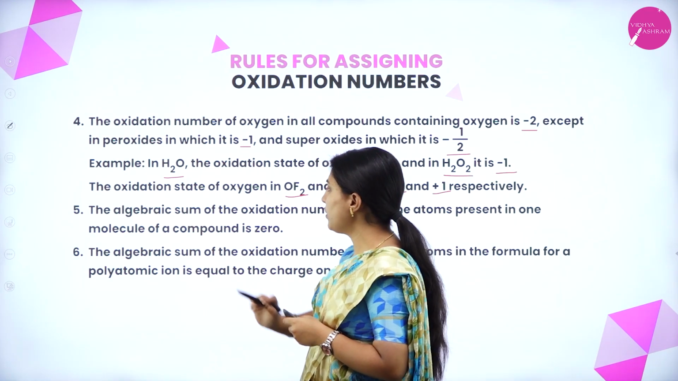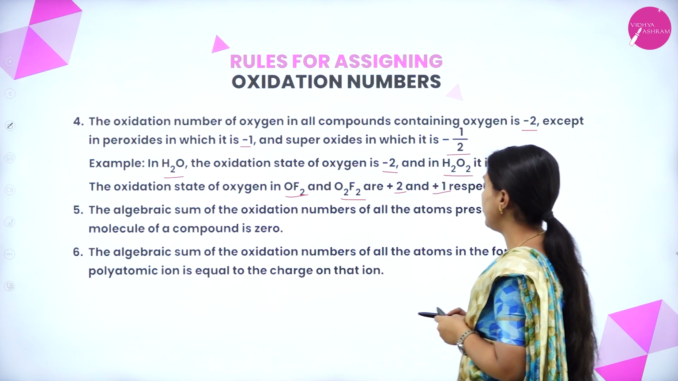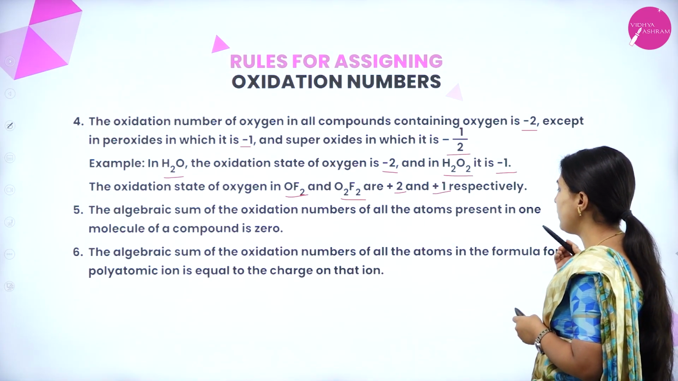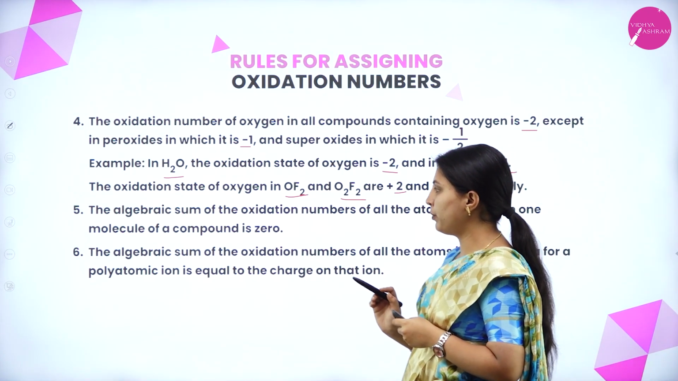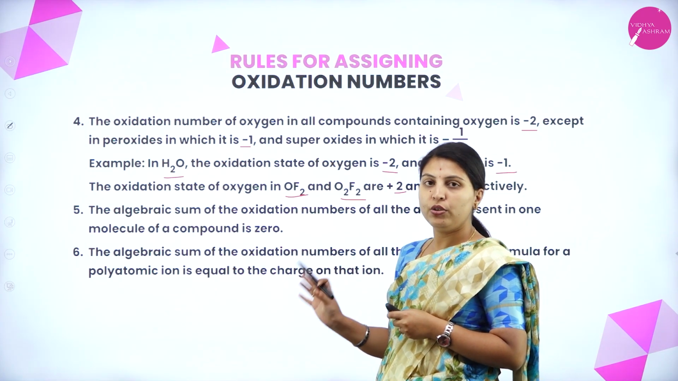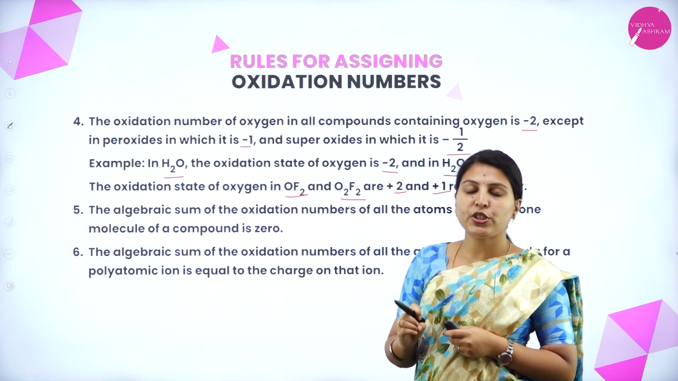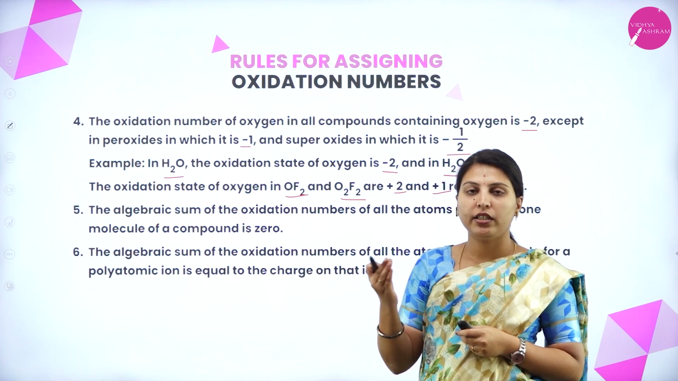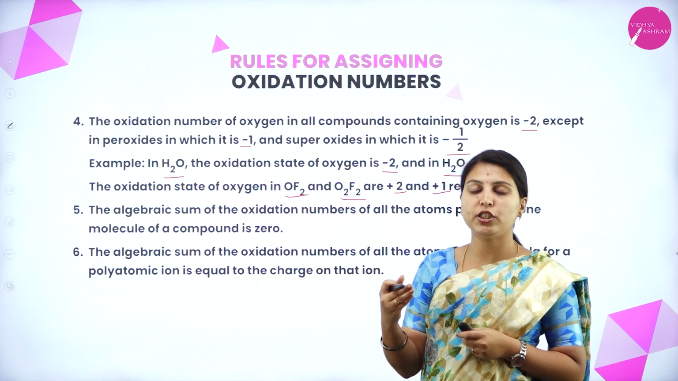The algebraic sum of the oxidation numbers of all the atoms present in one molecule of a compound is 0. You know that algebraic equation you write in mathematics. What will it be? You have to prove it equivalent to 0.